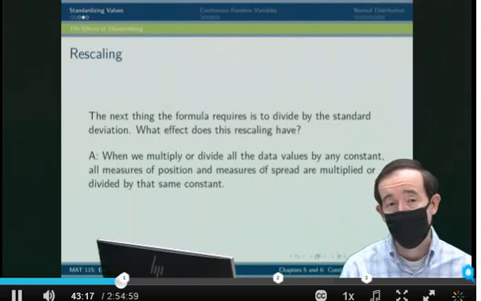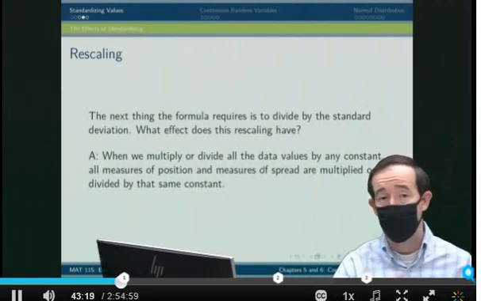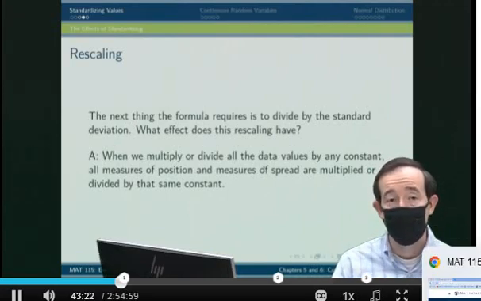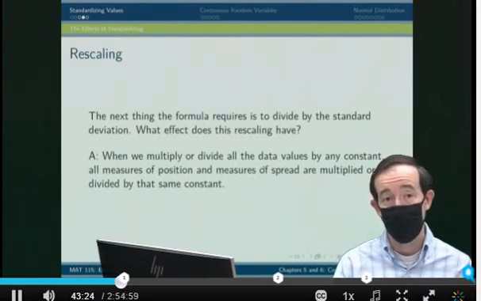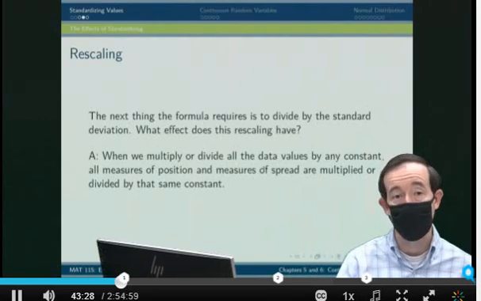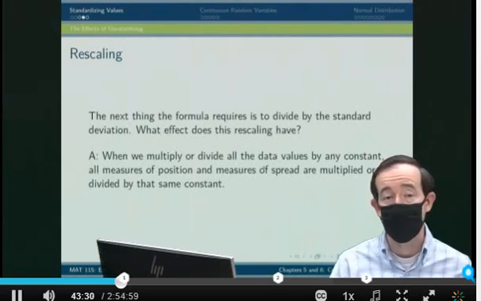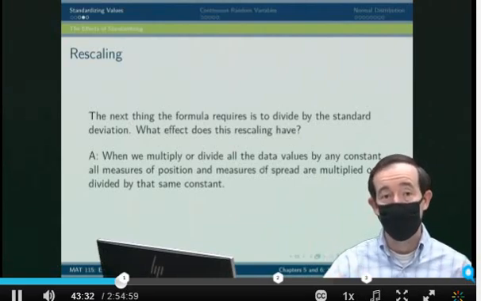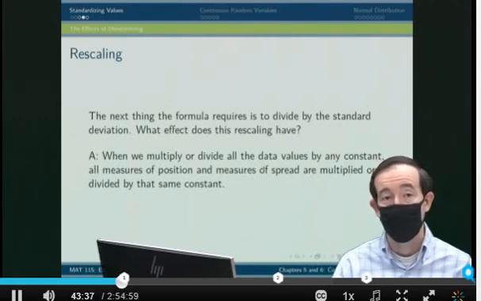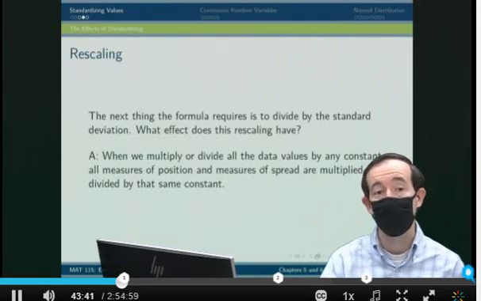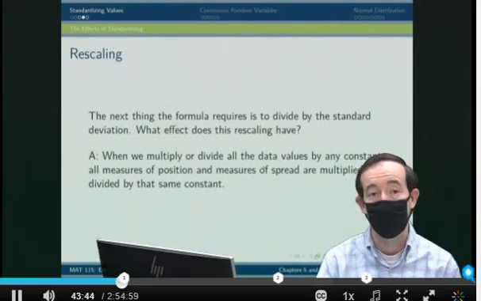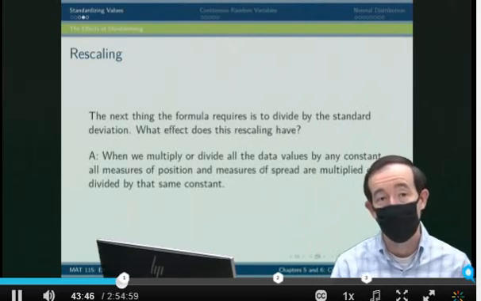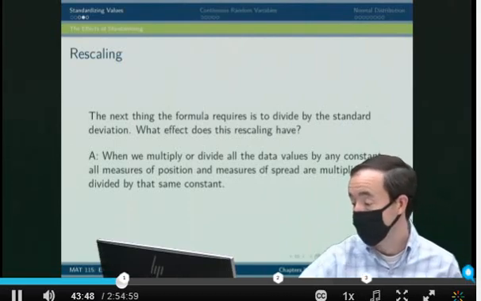All right. So the key takeaway is when I subtract or add a number to a set of data values, I change position measures like the mean, the median, the mode, the quartiles, but I don't change the spread at all. When I divide or multiply by a number, which this division by the standard deviation does, then I'm changing the spread and the position. So I'm changing all of those measures, including IQR and standard deviation and variance and range.